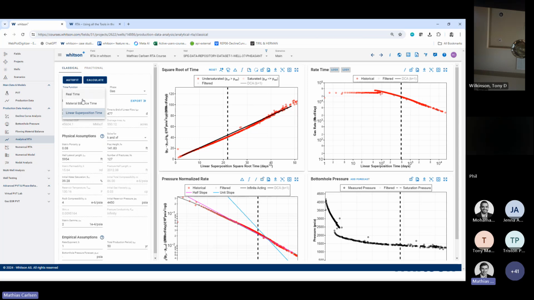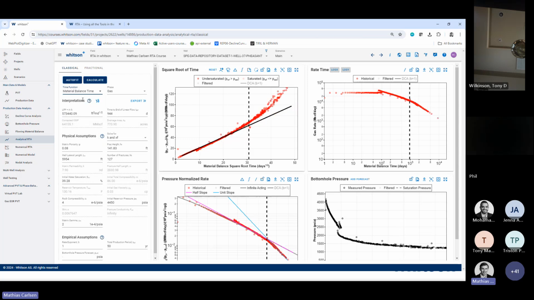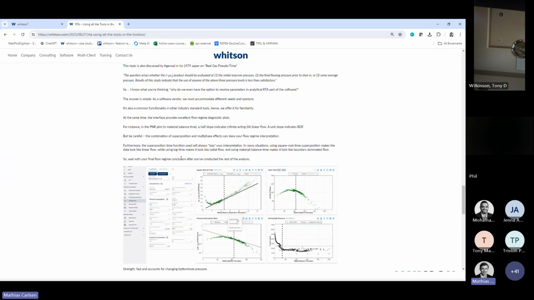And I want to spend a little bit of time talking about these different time functions, and just warning you a little bit that once you're applying a time function, you have already biased your interpretation. It sounds a little bit recursive, because when you want to use classical RTA to identify your flow regimes, but here Matthias is saying that you've already biased your interpretation if you picked any of these time functions. So what I'm referring to comes out of a famous Louis Mattar paper, but it's true in general.